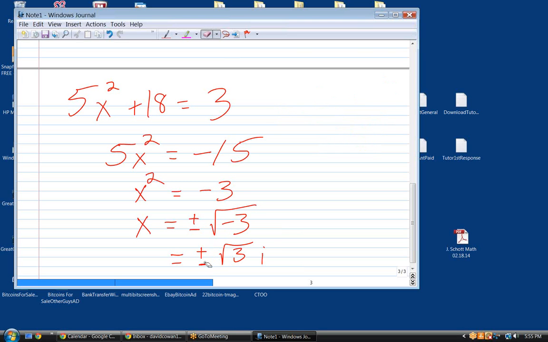You will definitely lose points if you do not include this plus or minus. Even with imaginary numbers, it doesn't matter. It's still plus or minus. In other words, this has two solutions. One of them is square root of 3i, and the other is minus square root of 3i.